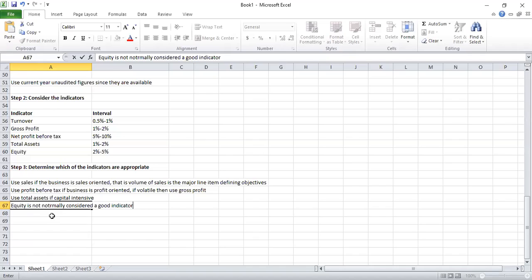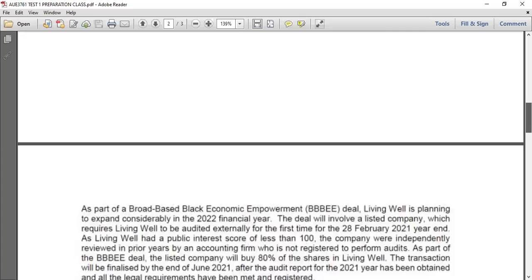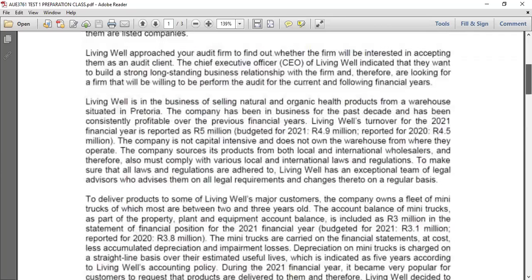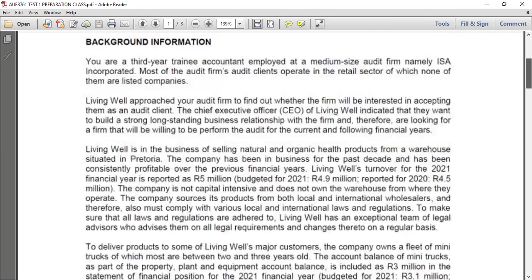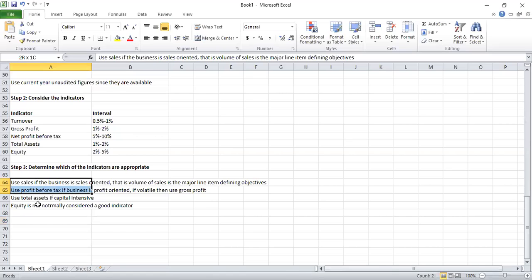Right. So in this particular case, one thing that I saw when we were reading the passage, we were told that this business is not capital intensive. I think somewhere I read where they were talking about the business not being capital intensive. The company is not capital intensive and it does not own the warehouse from where they operate. Right. So in this particular case, this one you will not be recording on the answer. This will just be for you.